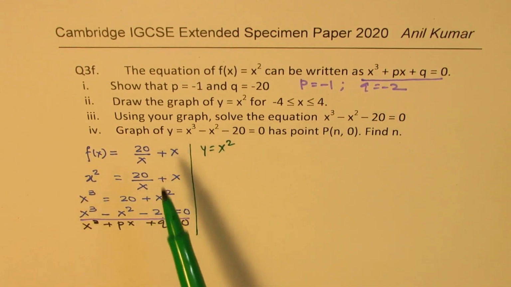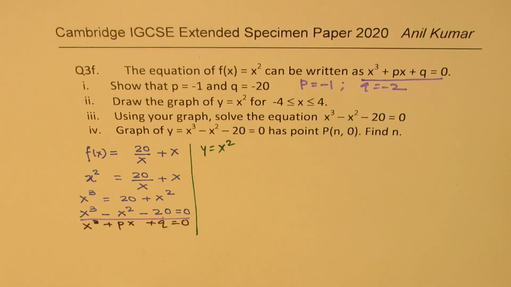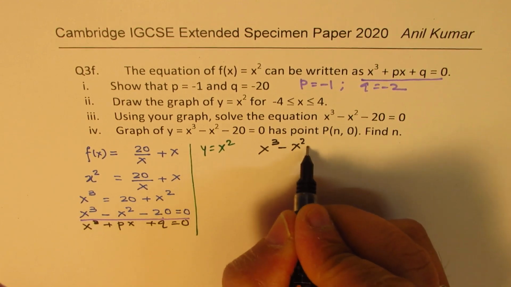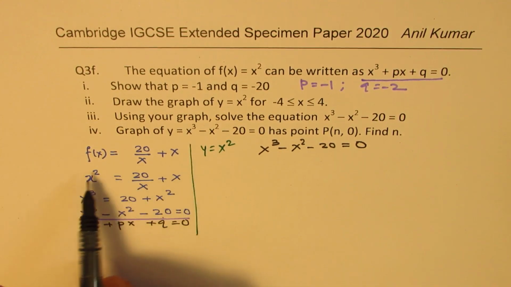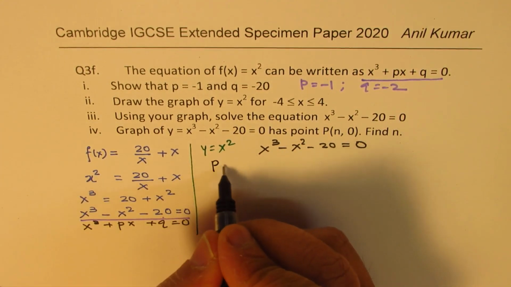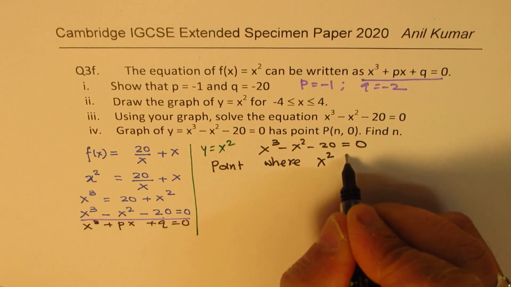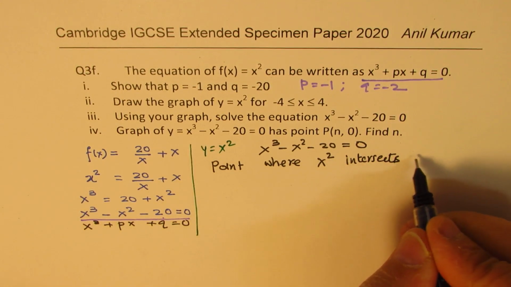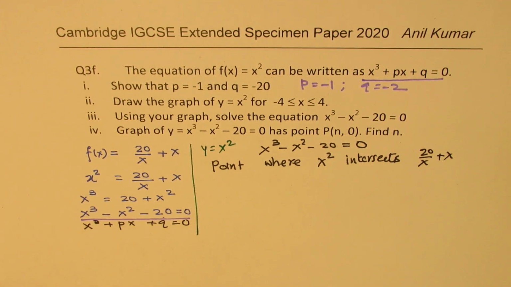Now the question is, using your graph, solve this equation: x cubed minus x squared minus 20 equals 0, right? Okay, so now we need to solve for x cubed minus x squared minus 20 equals 0. How do you solve this? Well, how did we get the graph? So this is a point where x squared intersects the original function, which is 20 over x plus x, correct? So from the graph, we'll find that particular point, right?